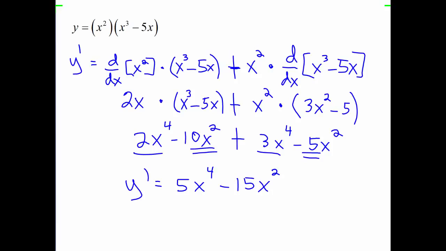Okay, and if you want to check, just to verify, let's distribute this right now. That'll give us x to the fifth power minus 5x to the third. And if you use the power rule for this, this is going to be 5x to the fourth minus 15x squared. So if I was to get this problem on a test or quiz right now, I would just distribute this, use the power rule, and get the derivative right away.